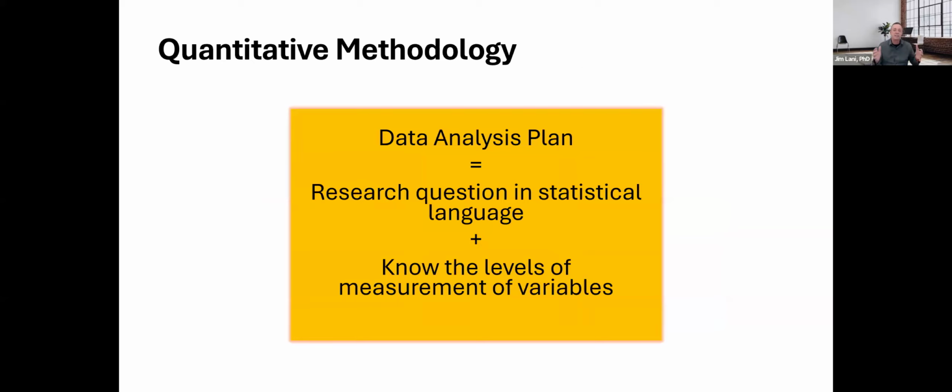Data plan really consists of two broad things. One is research questions stated in statistical language. I'll talk about what is statistical language. But know that you need that piece of it. You can't just say, I can't even think of a non-statistical way of putting things in.